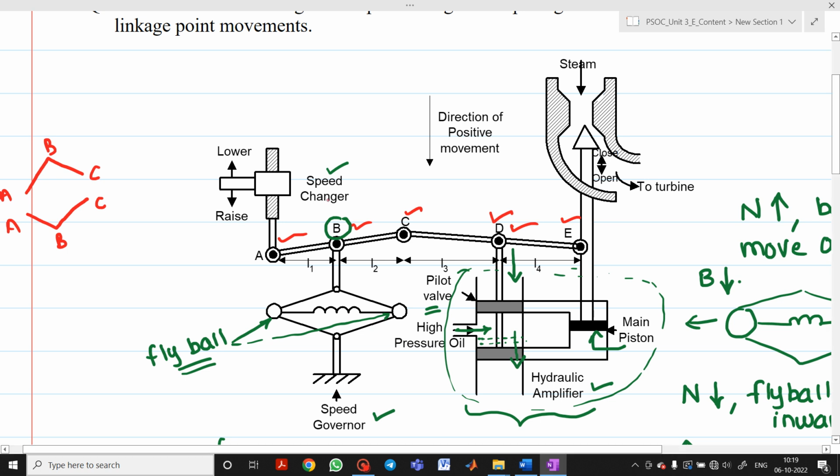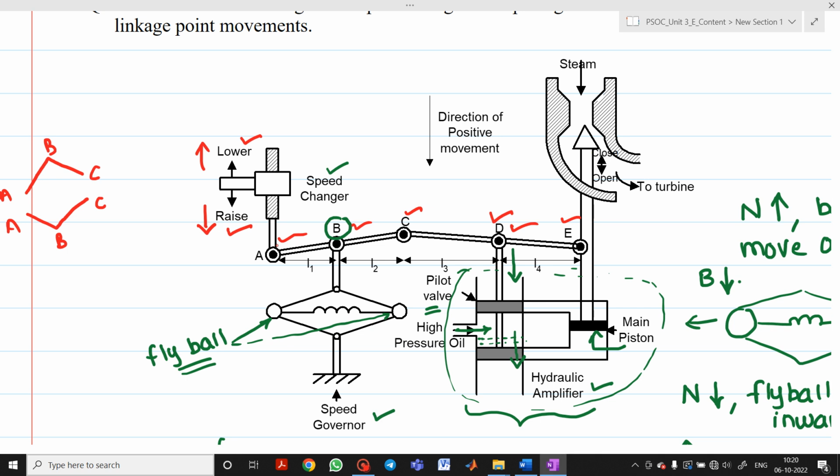Now, next is nothing but the speed changer. Here, if you see, the first one is the lower level, and the second one is the raise level, as shown. It provides a steady state power output setting for the turbine. Now, what happens with the downward movement of this point A, and what happens with the upward movement of point A? Its downward movement opens the upper pilot valve so that more steam is admitted to the turbine under a steady state condition. And the reverse will happen whenever the speed changer moves in the upward direction.